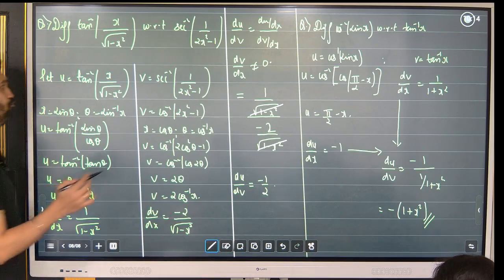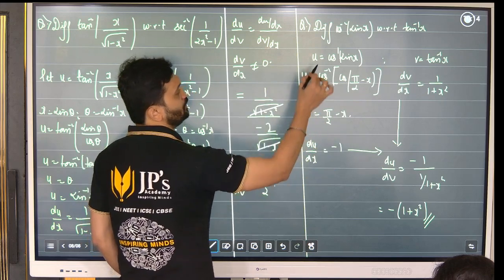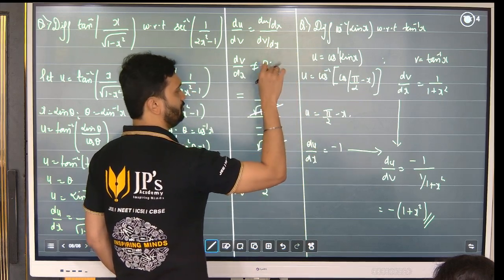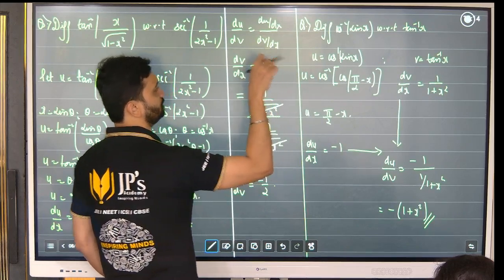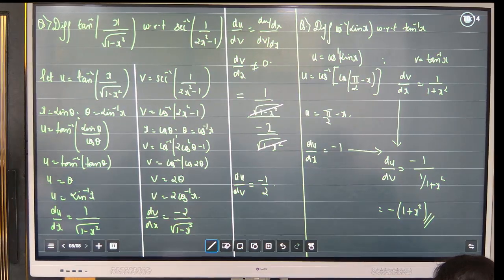I'm not telling you can't differentiate it directly. You'll get the same answer, guys. You'll get 1 upon under root of 1 minus sin square x into cos x, cos x upon cos x, you will get minus 1 as your answer.